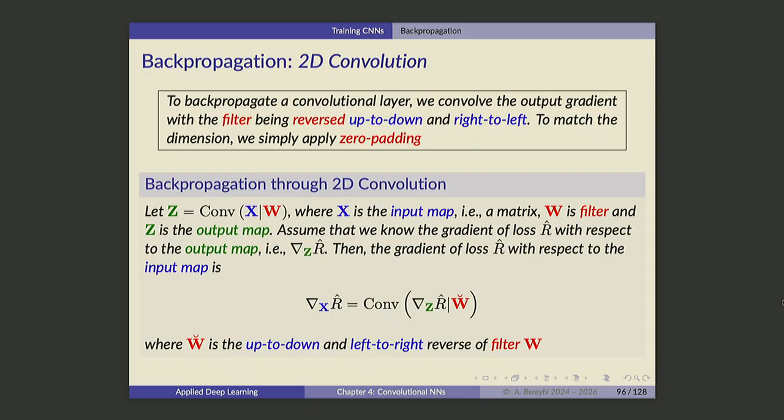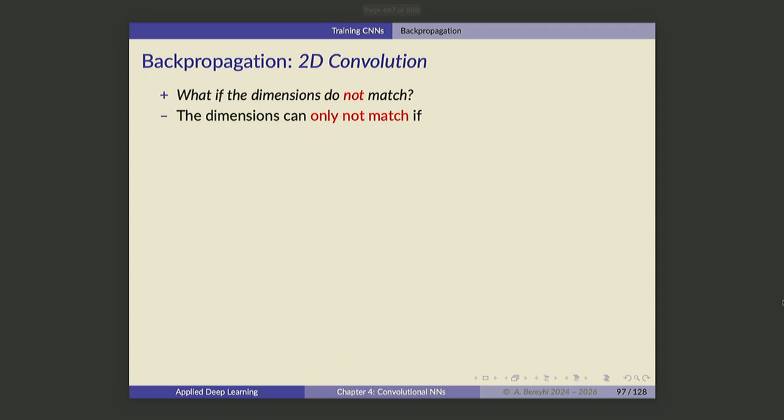I call it reverse filter, which is essentially the flipped one, right? So you do the convolution with the flipped one, then you get the convolution with respect to input. Everybody's cool? Questions? No question? Great.